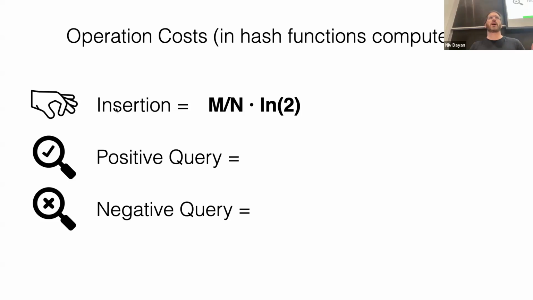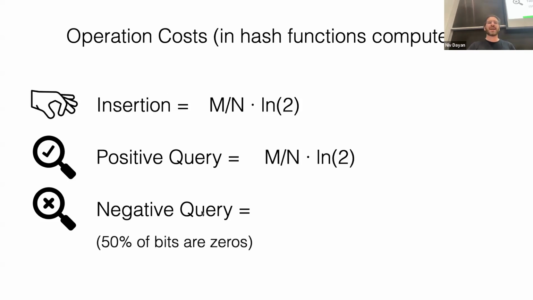So far I haven't said anything too interesting or controversial. For a positive query, each one of the bits that we check is going to return a 1. We have to check all of them, so again it's just the optimal number of hash functions. But for a negative query, we're now going to use the fact that we know that 50% of the bits are set to zeros.